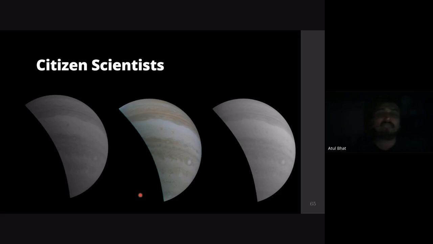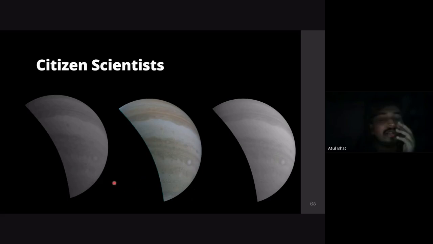And one of the very good activities that you can do with members of the public and school children are citizen science projects. You know that Juno, the satellite sent to observe Jupiter, takes so many photos, and all of these photos are public. And if you go to their website and download these images, you'll find different images like this for various colors.